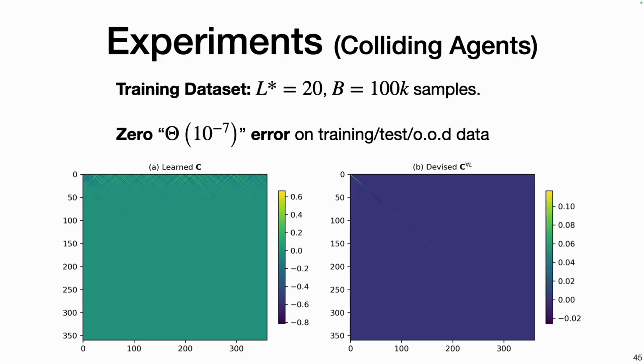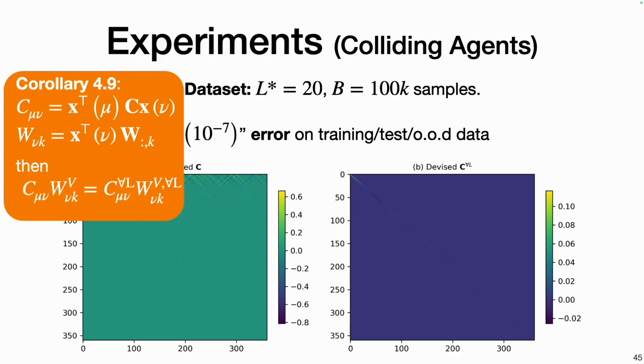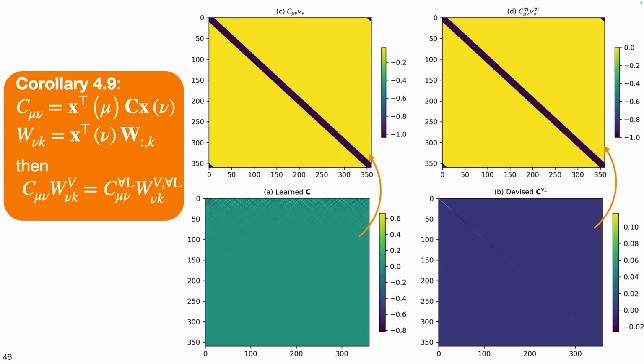However, the learned parameters, as you see here, do not look like the ones we devised. I mean, the devised parameters are diagonal as you see, but the learned parameters aren't near diagonal at all. But remember our corollary: if two sets of parameters are functionally equivalent, they will look similar after a non-trivial transformation, but they may look different before that transformation. And after that transformation, you see both devised and learned parameters lead to the same matrix. And that means they are functionally equivalent.